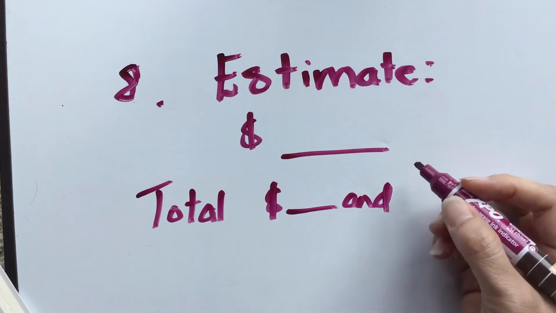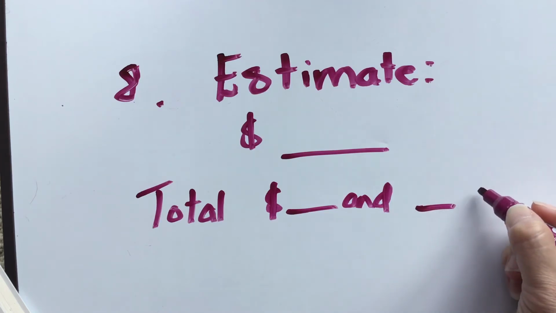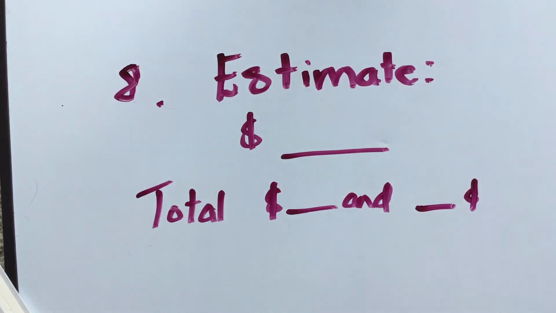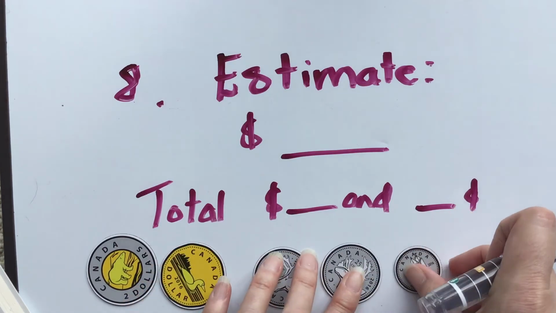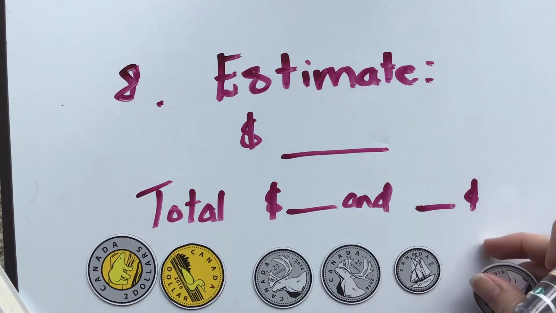And we haven't gotten to using decimals yet, so it's going to look like this, okay? All right, everybody, now what if I'm just going to put some coins out, and you give me an estimate for the number, the closest dollar, okay?